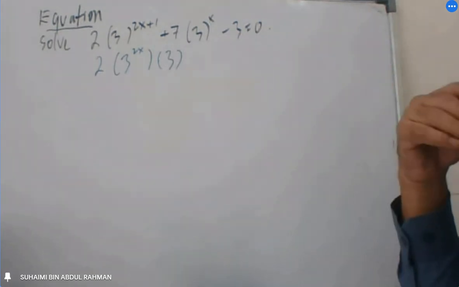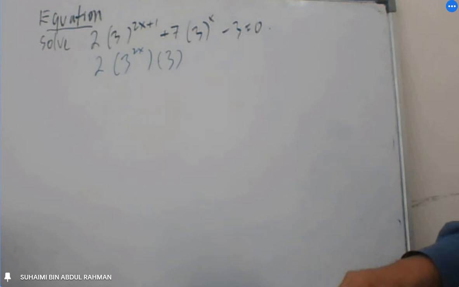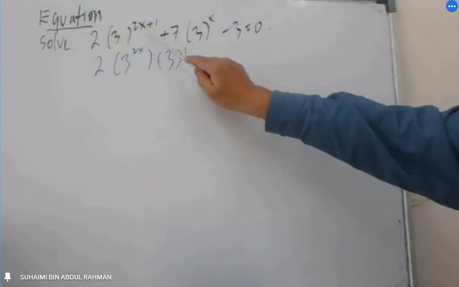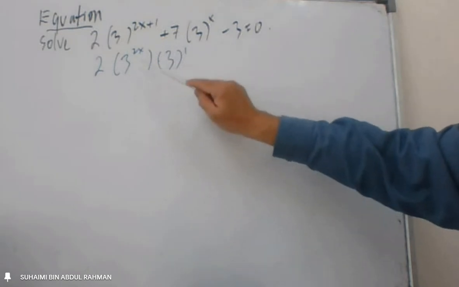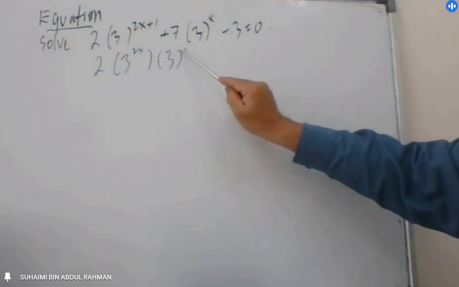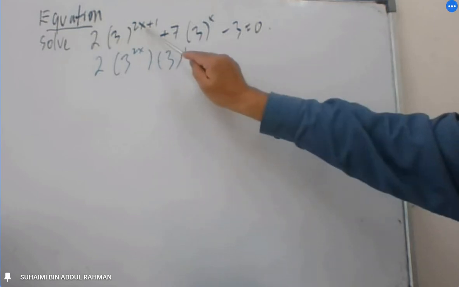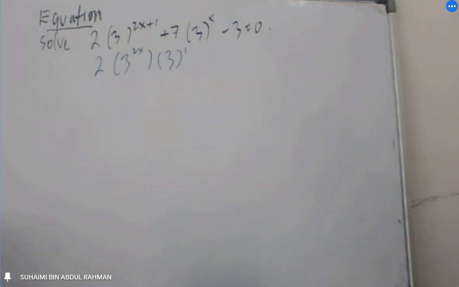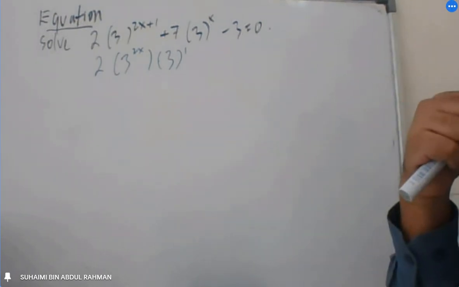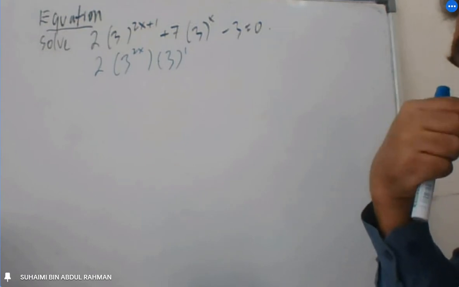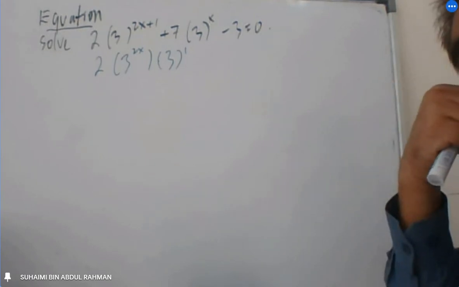Power of 1. But why power of 1? Why can you rewrite this as this? You have the same base, 3, with 2x and plus 1. Remember the laws of exponents. It is not new for you.